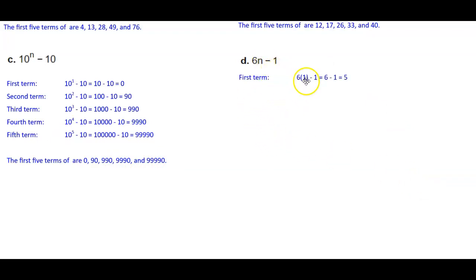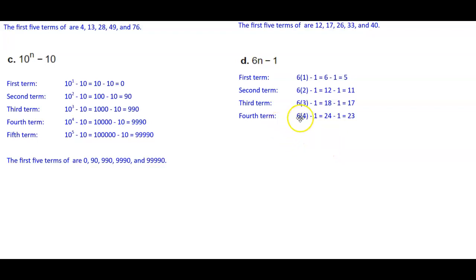Okay, for the last one is 6n minus 1. So for the first term, 6 times 1 is 6, minus 1 is equal to 5. For the second term, 6 times 2 is 12, minus 1 equals 11. For the third term, 6 times 3, which is 18, minus 1, which is equal to 17.